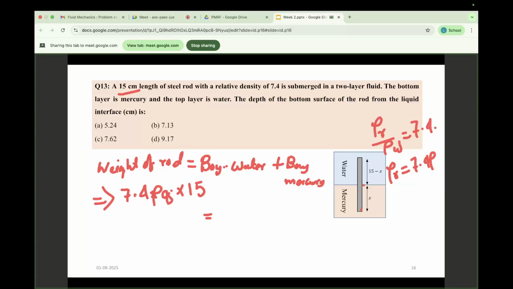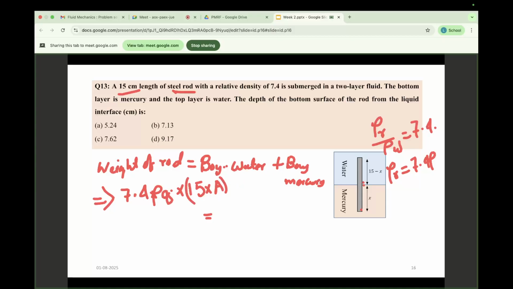So what I am saying, it means rho g h. Here rho is the rho of rod. So this rho of rod is 7.4 rho. That is, I have written into g into 15. 15 is the total height. Sorry, into volume, not height. So this is height into area. Area means the cross section area of the tube. I don't know this cross section, so I have taken it as A.